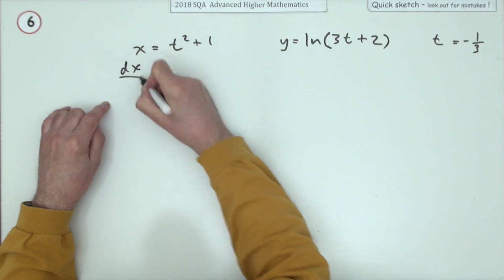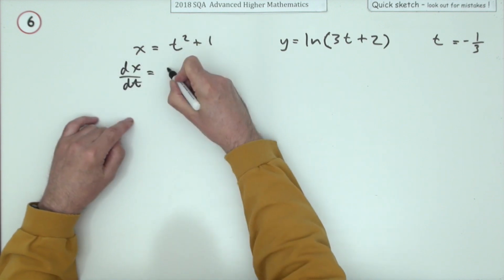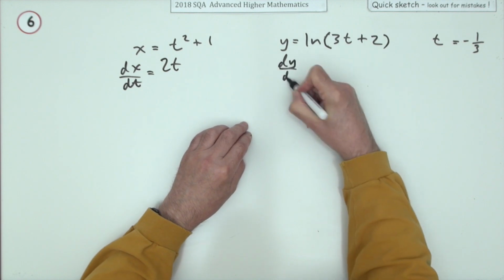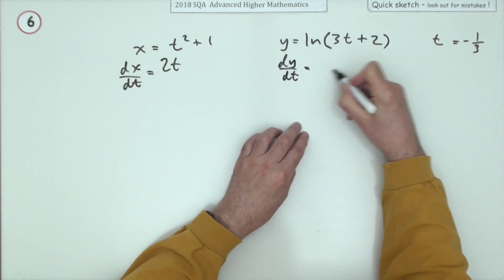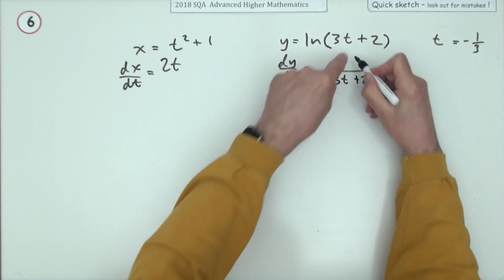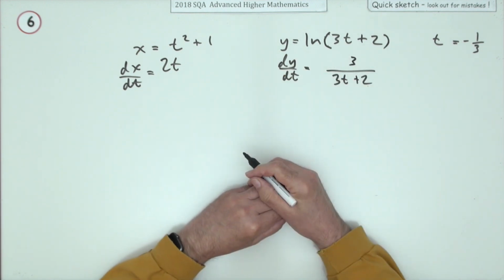You can only differentiate them with respect to t. So the derivative of x will be 2t, and the derivative of y will be ln, so it goes 1 over it. That drops to the bottom, but multiplied by the inner derivative, so that's 3.